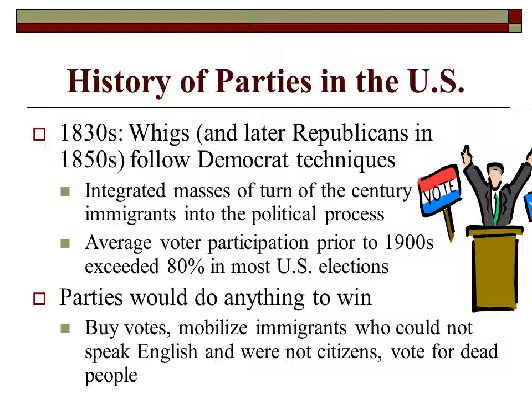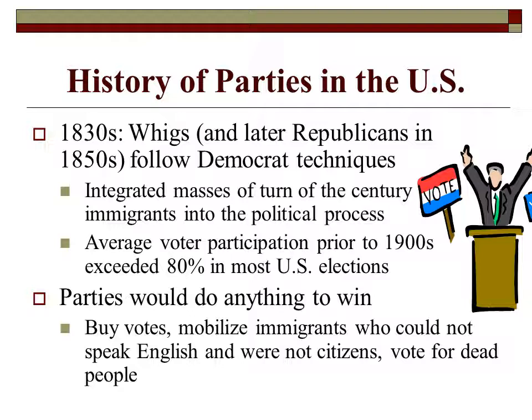Average voter participation prior to the 1900s actually exceeded 80% in most U.S. elections because people were going out there and pounding the pavement to get people to vote for their parties. The parties were really heavily active in people's lives, trying to give them what they needed so that the people would go out and vote for them. It wasn't just simply vote for me, it was what can I do for you so that you'll vote for me.